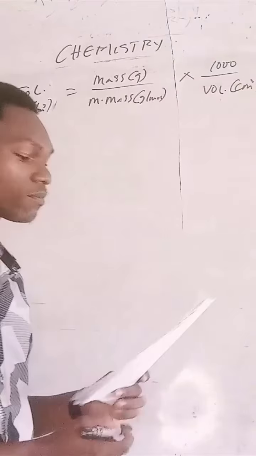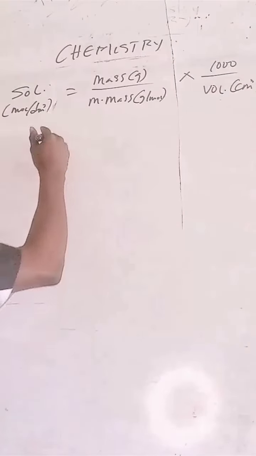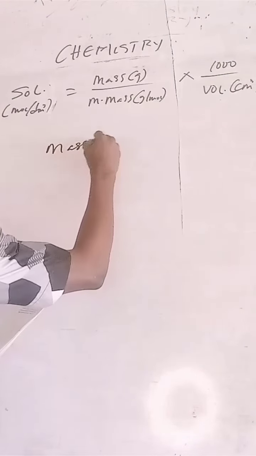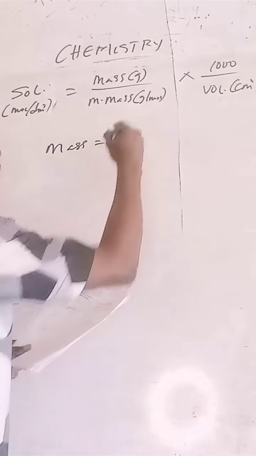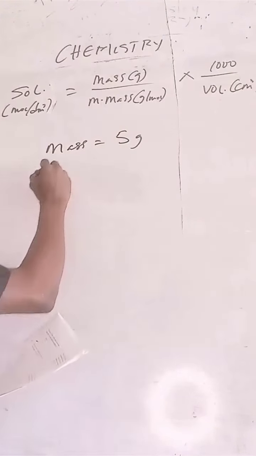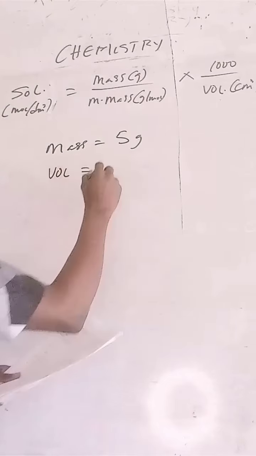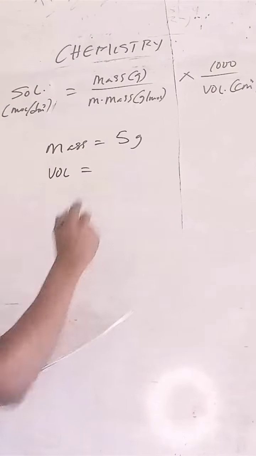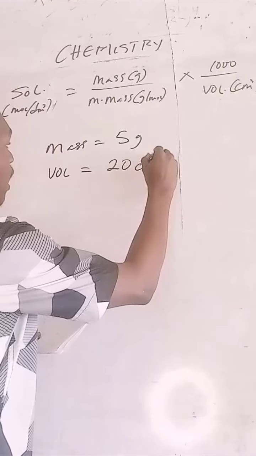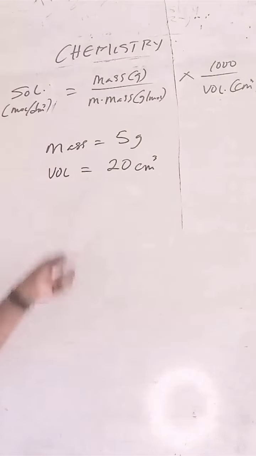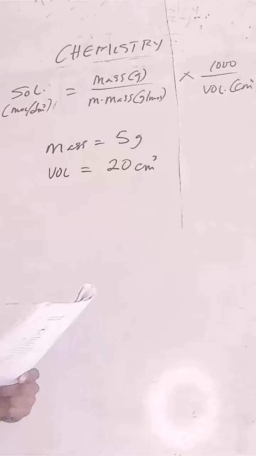From the question here, we are given the mass of that particular salt to be what? 5 gram, right? 5 gram. And we are told that the volume was what? The volume is 20 cm cube. What about the molar mass? What is the molar mass in that question?